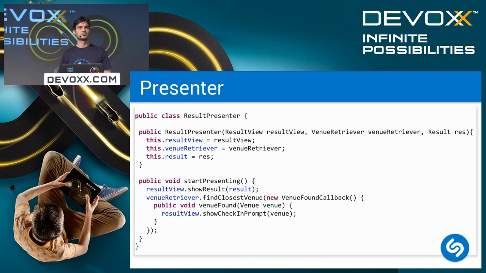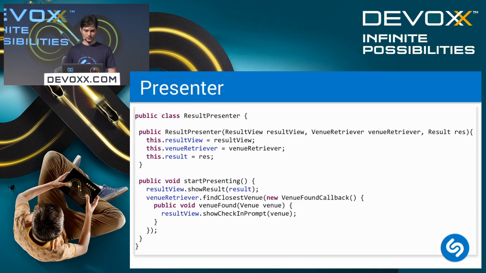Of course, initially we show the result. Then we use the venue retriever to retrieve a venue. And when that happens, we show the prompt for users to check in. This lends itself, as I said earlier, very nicely to be unit tested with traditional methods, JUnit4, Mockito, or JMock, or whatever it is.